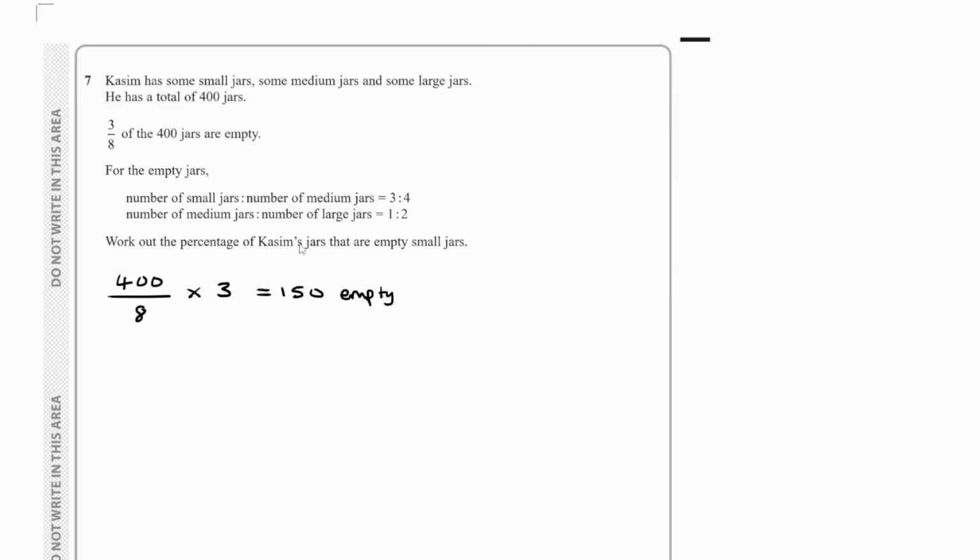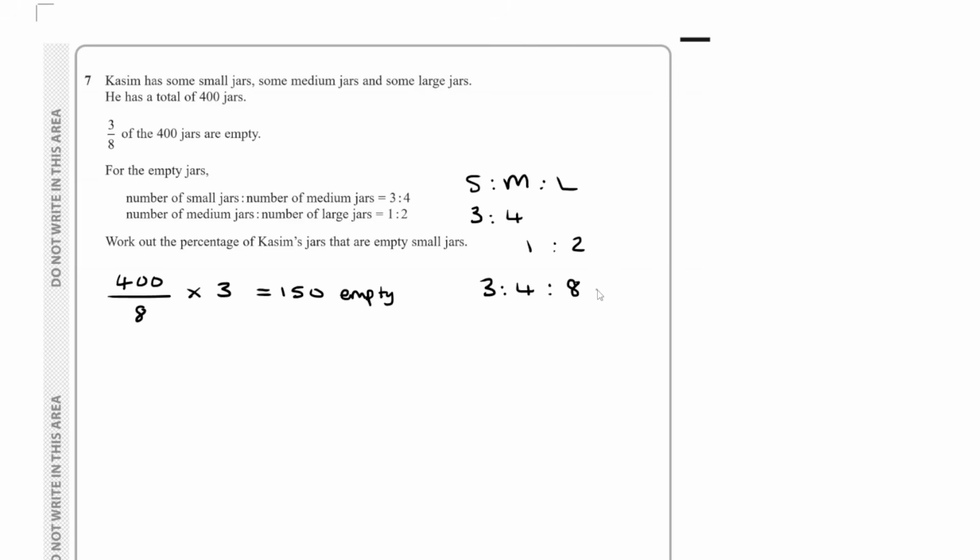And then within the empty jars, we've got these 2 separate ratios, but they do overlap with the medium jars. So what I might actually do is convert that into a 3-part ratio. Small, medium, large. So we've got 3 to 4, small to medium, and then 1 to 2, medium to large. So then I would just have to find the lowest common multiple of 4 and 1, which is obviously 4. So that first ratio can stay the same, 3 to 4. The second ratio, I would have to multiply it by 4, so that's 8. 3 to 4 to 8.